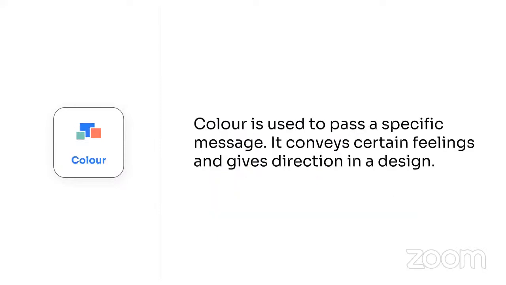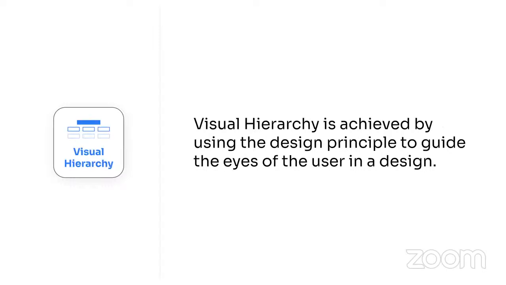So next we're going to talk about color. In UI/UX, color is used to pass a specific message. It conveys certain feelings and gives direction. So color is a topic on its own, because of how broad it is. So we'll talk about color later in the course. So let's now talk about visual hierarchy.